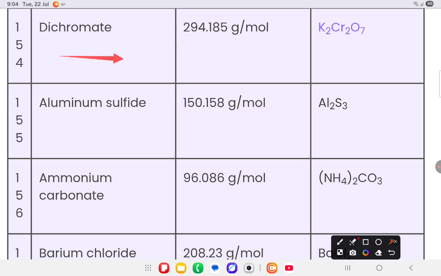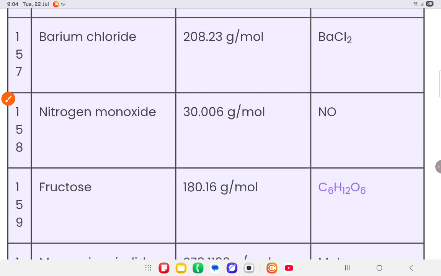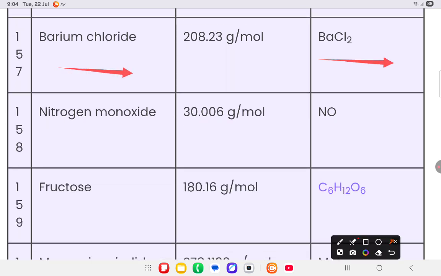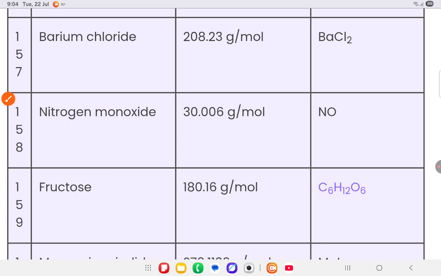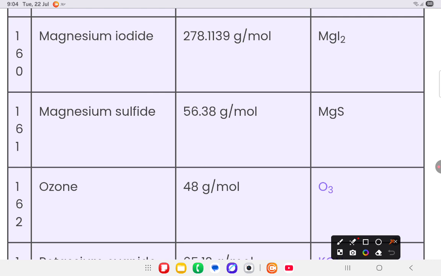Dichromate, that is K2Cr2O7. Aluminum sulfate, that is Al2(SO4)3. Ammonium carbonate, that is (NH4)2CO3. Barium chloride, that is BaCl2. Okay, nitrogen monoxide NO. Fructose, that is C6H12O6. Then magnesium iodide MgI2. Magnesium sulfate MgSO4.